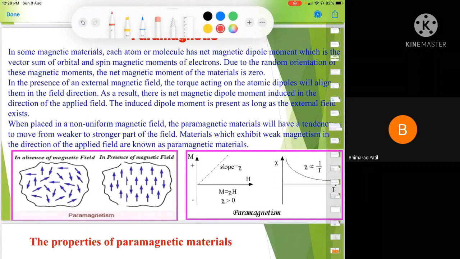In the first figure, you see that in the absence of a magnetic field, the atoms or molecules which contain unpaired electrons are randomly oriented. But if you apply the magnetic field, then those randomly oriented atoms, each containing a magnetic dipole moment, will be aligned with the applied magnetic field. That is shown in figure 1b.